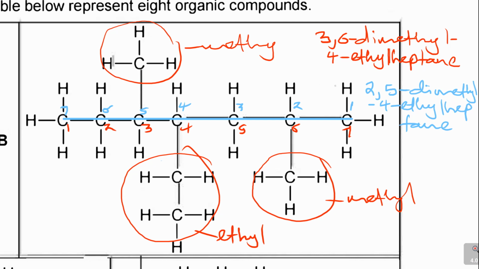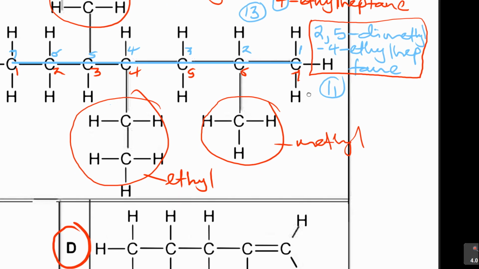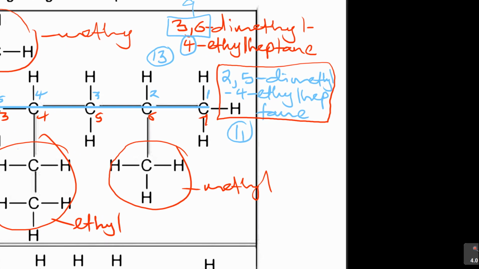So let's look at the one that has got the smallest numbering. You add up the numbering. So if I say 3 plus 6, what do I get? I get 9. The 4 never changed. So 9 plus 4 is 13. So this one gives me 13. And then 2 plus 5 is 7. Plus 4, this one gives me 11. So the correct one, there it is. This is 2,5-dimethyl 4-ethyl heptane. Now, is it the right one? Not really, but we have to follow the way they want us to name it.